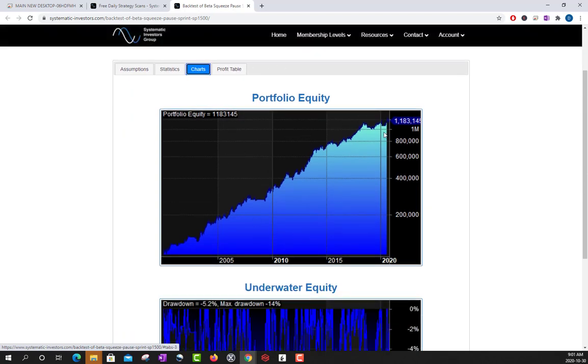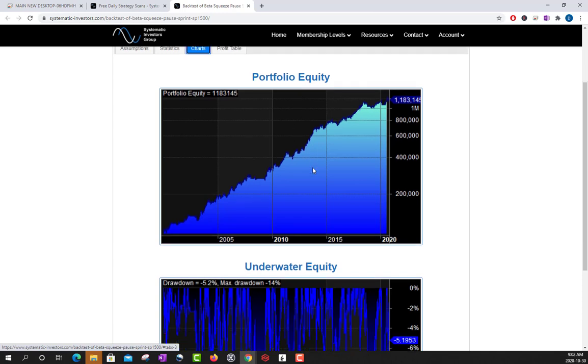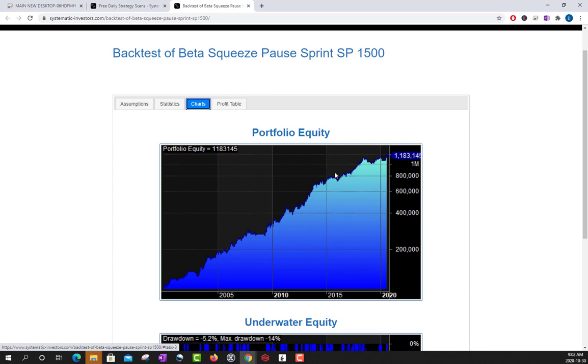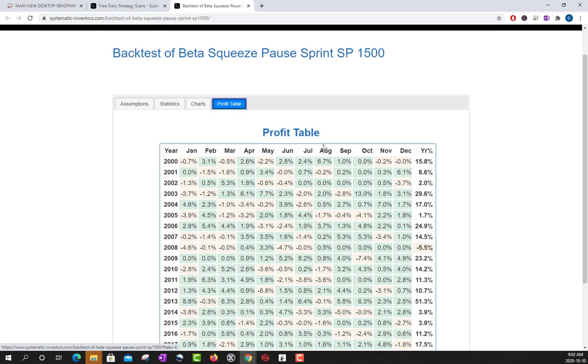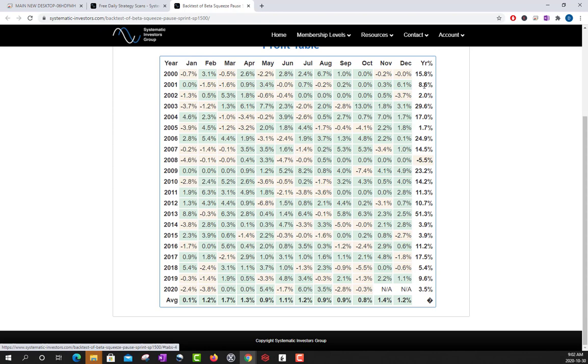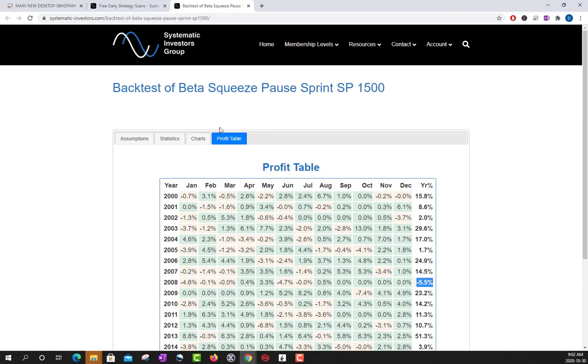We've changed our equity charts here to be logarithmic charts so that they're based on percentage changes. So you don't see these huge spike ups like you do with linear charts. It's a little bit more realistic. You can see the equity chart looks really good. Here's the profit table. It's been positive basically every year since the year 2000. Some years are better than others. There was a negative year back in 2008, as would be expected.